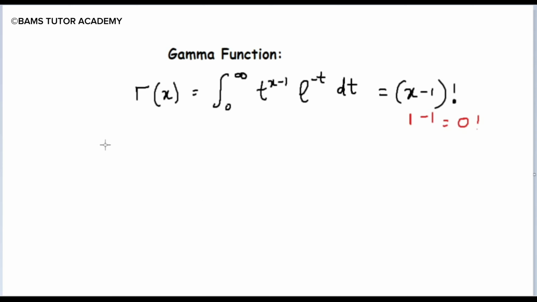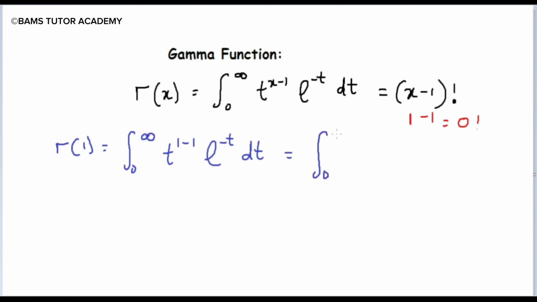So now I want to get the gamma of 1, which is leading to 0 factorial. So the gamma of 1 will now be, anywhere I can see x, I'll replace it with 1. So that is the integral from 0 to infinity of t raised to the power 1 minus 1, e raised to the power minus t, dt. And that's exactly the integral from 0 to infinity of t raised to the power 0 and exponential minus t, dt. All right, and t raised to the power 0, of course, is 1.